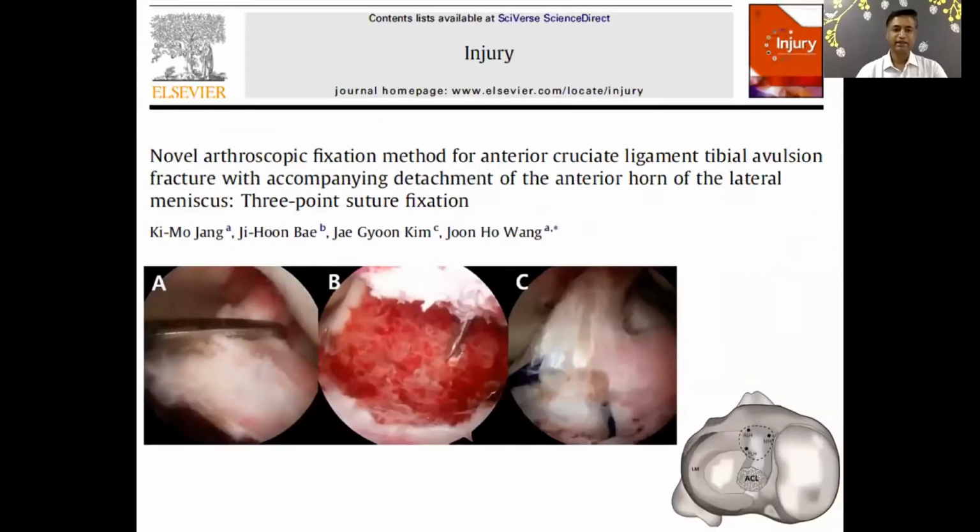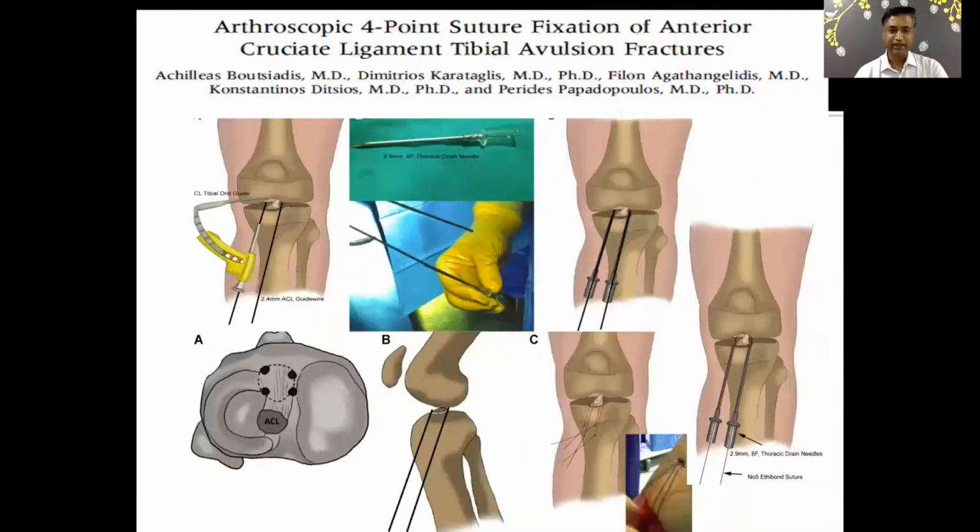So this is the literature which supports this 3-point fixation technique. There is another article where they have made 4 tunnels, whereas we do only a 2 tunnel technique. We don't use this 4 tunnel technique.